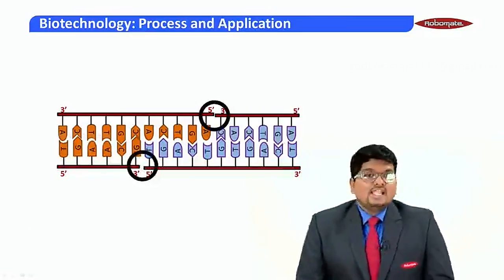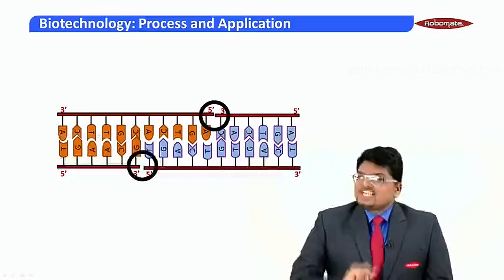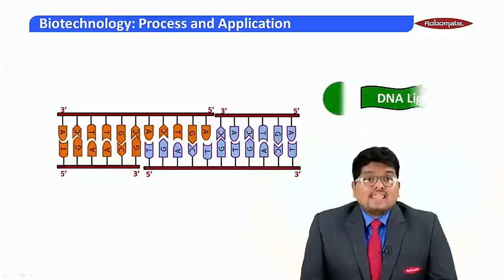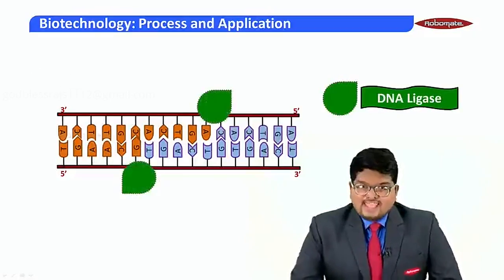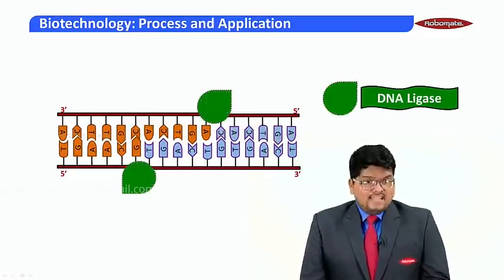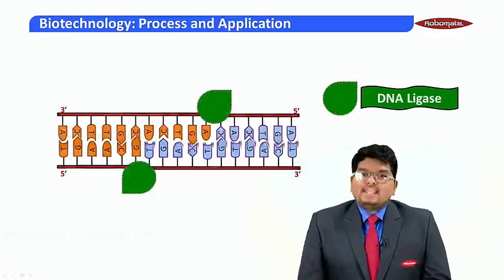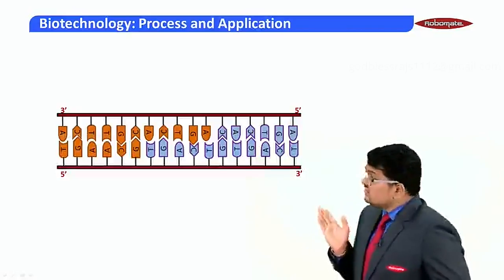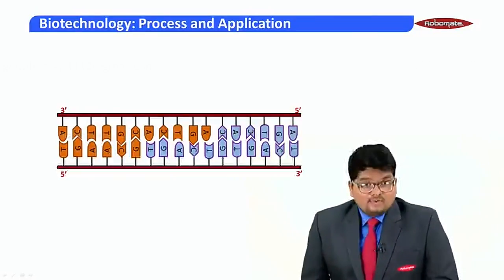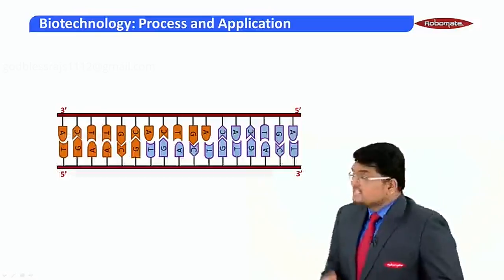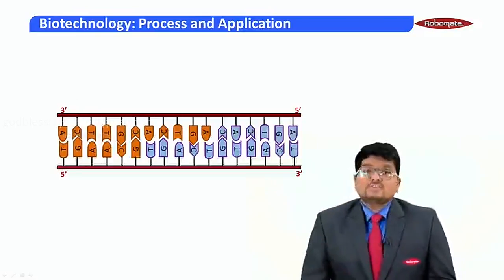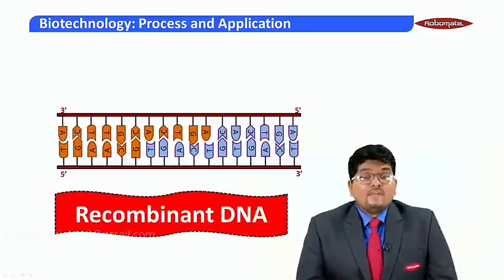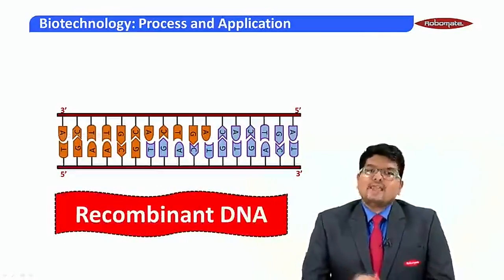in the DNA molecule. Now which enzyme will seal this nick? Yes, it is DNA ligase. So here I have DNA ligase, which is sealing the nick or the break in the DNA strand and giving me a complete DNA molecule. So here I have a complete DNA molecule which has sequences from both the sources, and this new DNA molecule is termed recombinant DNA or chimeric DNA.